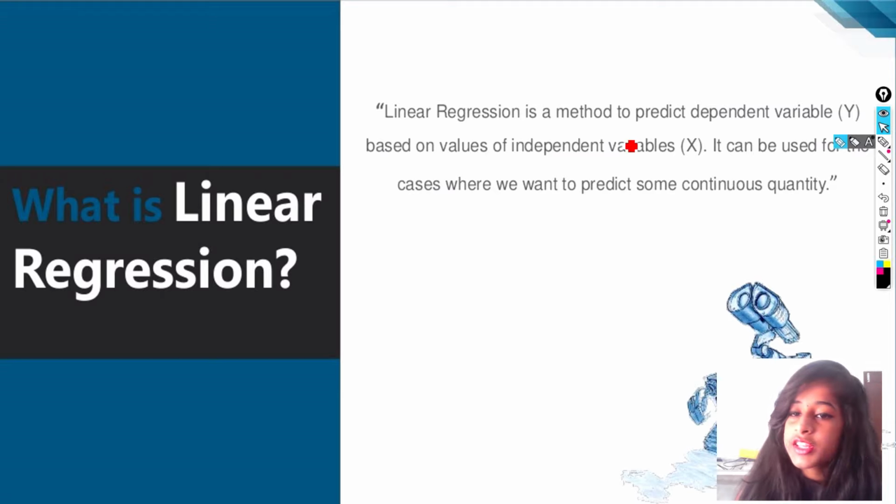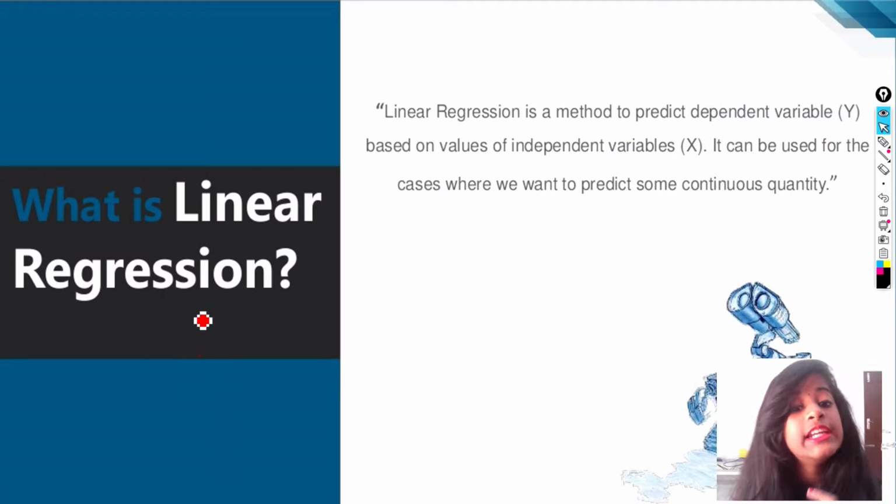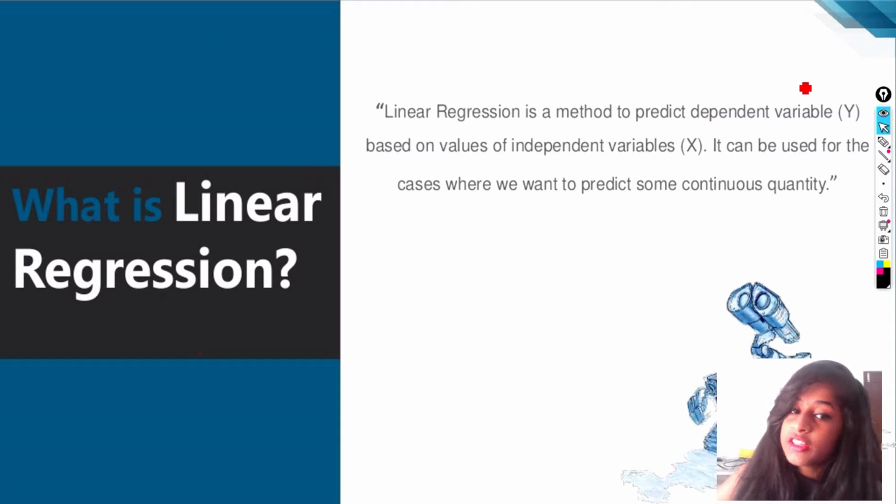So yeah, now we got to know what is regression. Let's know what is linear regression. There's a bit of difference between regression and linear regression. Linear regression is a method to predict a dependent variable based on the values of an independent variable.